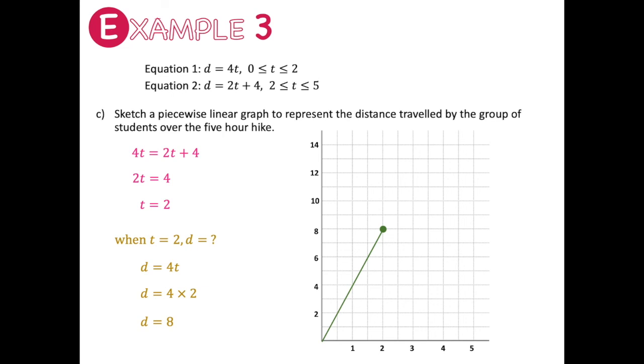So now I can go ahead and draw the second part of my graph where d is equal to 2t plus 4. And the easiest way to do that is to look at what my d value is going to be when t is equal to 5. So 2 times 5 is 10, plus 4 is 14. So I can mark a point at (5, 14) and then draw a line for the second part of my graph. So now I have completed my piecewise linear graph to represent the distance traveled by the group of students over the 5-hour hike.